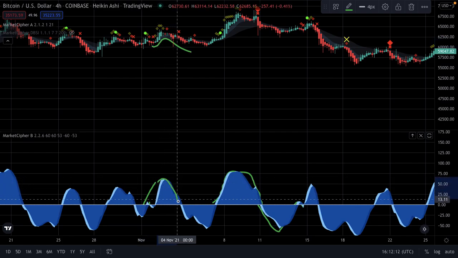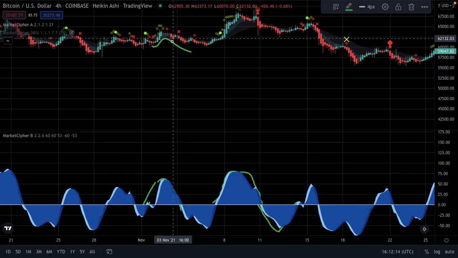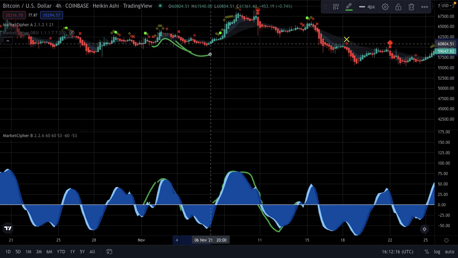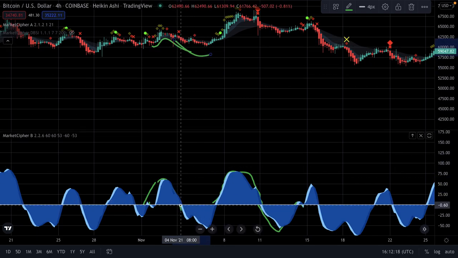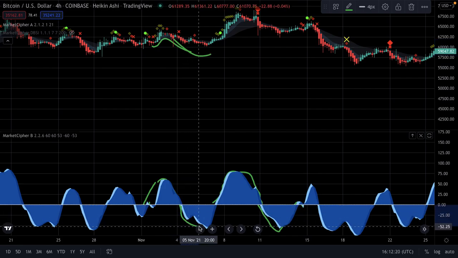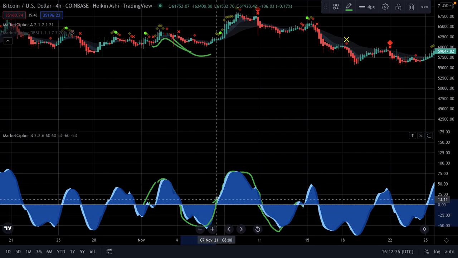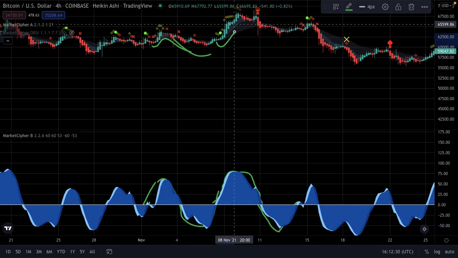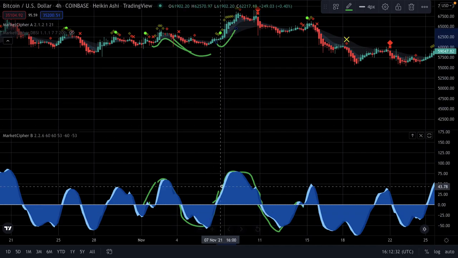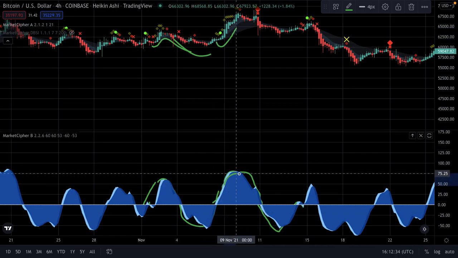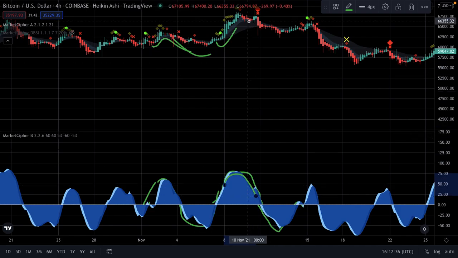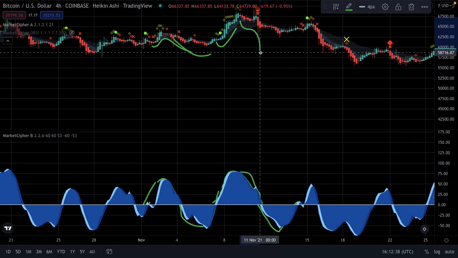The price fell again, and price did go into the negative territories, and again the light blue wave intersected the deep blue wave and headed towards the upward territories. You can realize that price was heading towards upward territories, and again the intersection began. Price headed downwards.